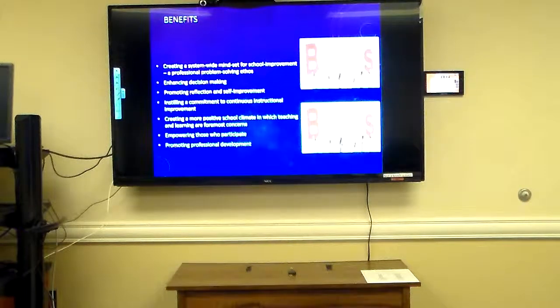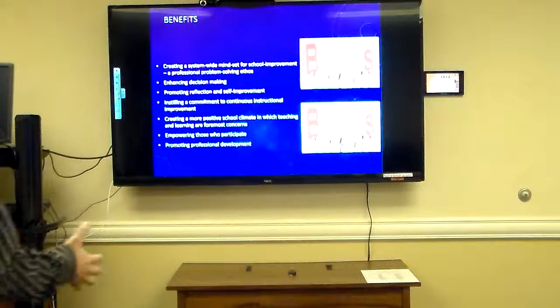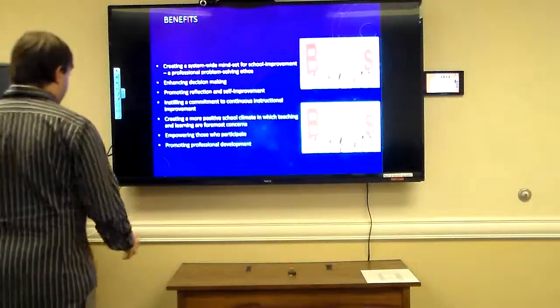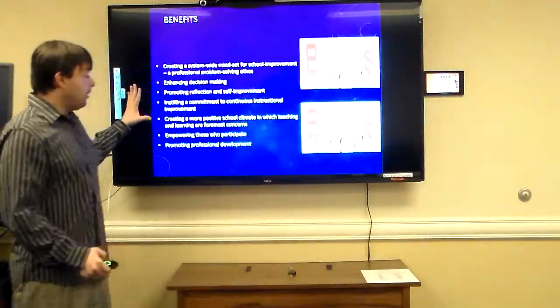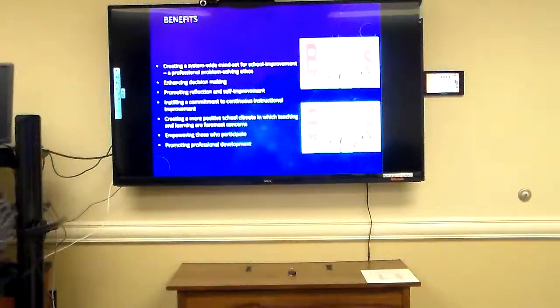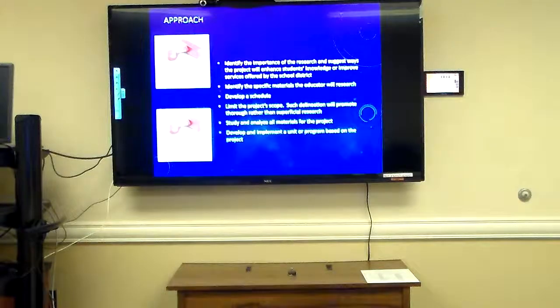The benefits of action research: it can really allow self-improvement and reflection. It can say that all the teachers in the organization are committed to instructional improvement and creating a better school climate. It empowers the people who are part of it, even if they're not the ultimate decision maker in charge, but they're going to feel empowered, they're going to be able to make decisions that make it work, and it's going to promote professional development as well.